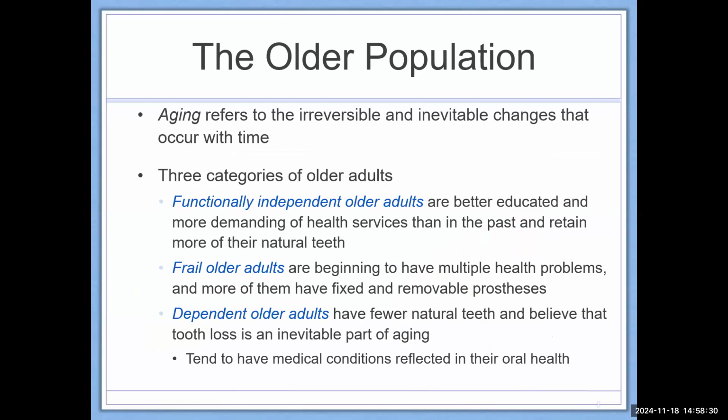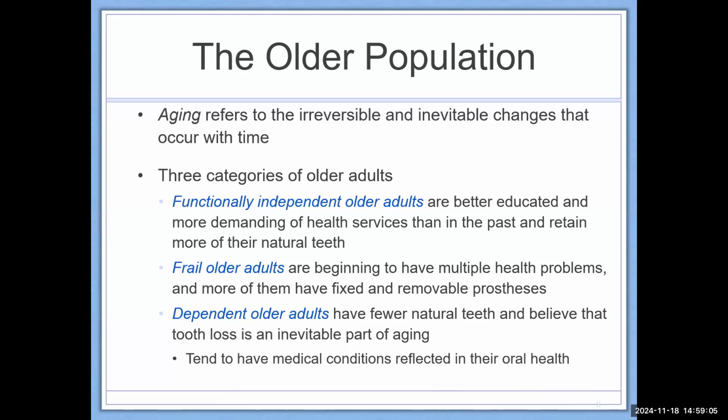However, there are 3 categories of older adults, right? There's functionally independent older adults, there's frail older adults, and dependent older adults. Now, remember, a 70-year-old will be different from another 70-year-old, right? One 70-year-old could be very independent, although they've climbed in age to 70. They could be more independent in how they live and how they work. And another 70-year-old may not be.